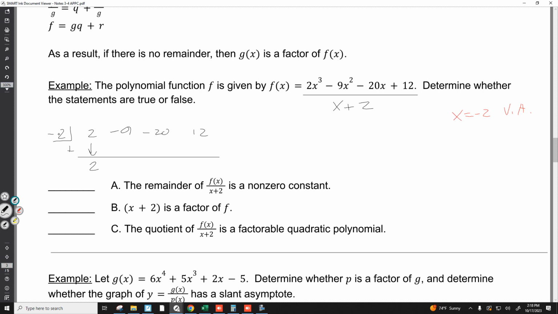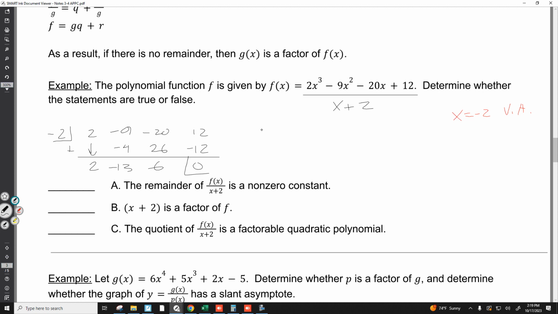-2 times +2 is -4. Add -13. -2 times -13 is +26. Add +6. -2 times +6 is -12. Add 0. Okay, what is this telling me? No remainder. It fits into it perfectly. There's no remainder. It tells me that it's a factor.